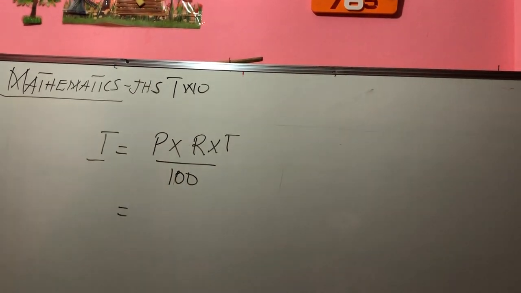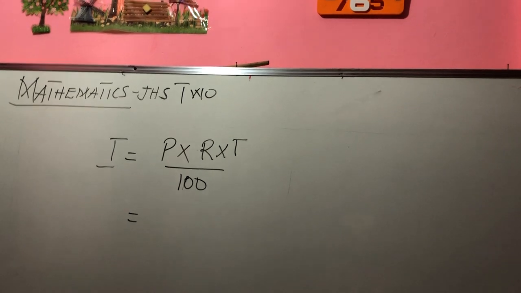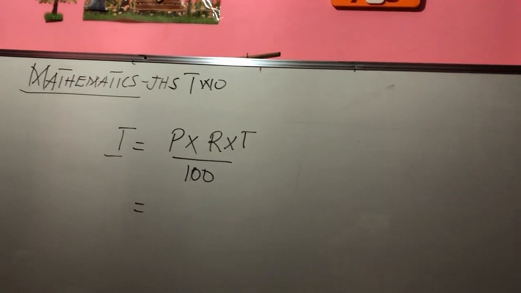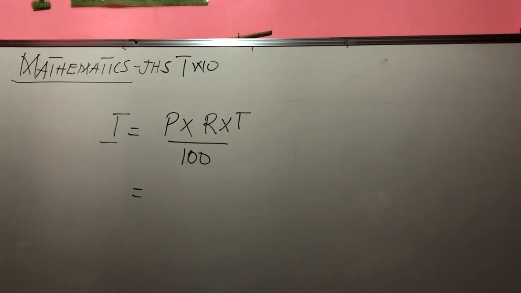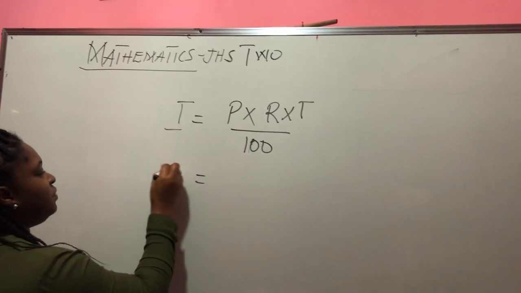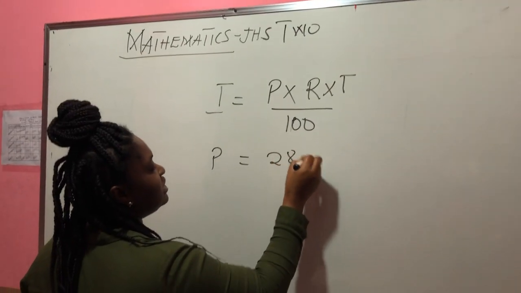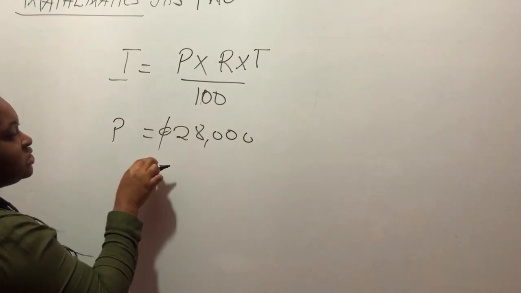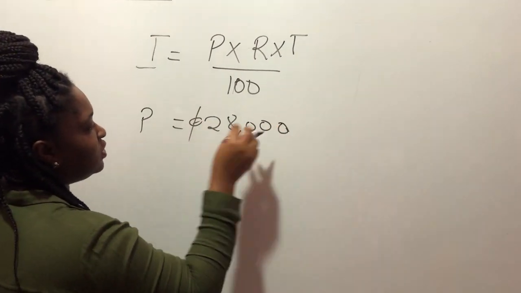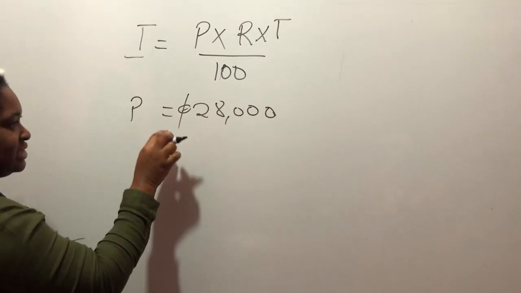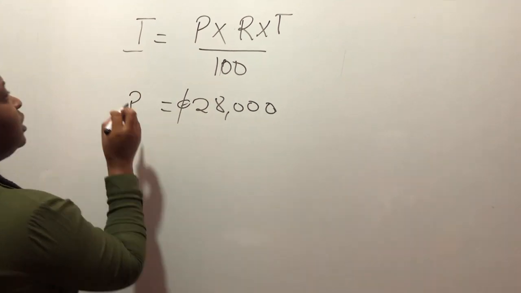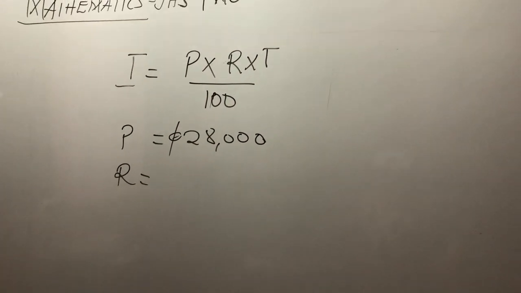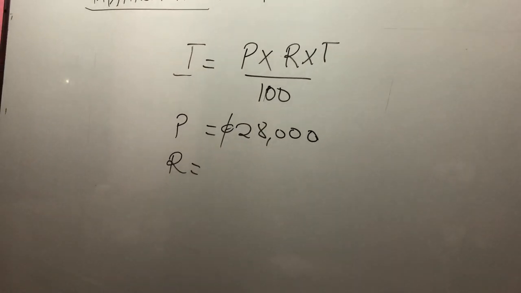Okay, now what is the principal in the question? The principal in the question is what? 28,000 cedis. So let me write it here. P is equal to 28,000. I'm writing it down here before I put it in the formula. It's not Ghana cedi. This is the old currency because this is an old question. It was in the 90s, that is why they were still using the cedis. And what is the rate in the question? The rate is 3.5%.